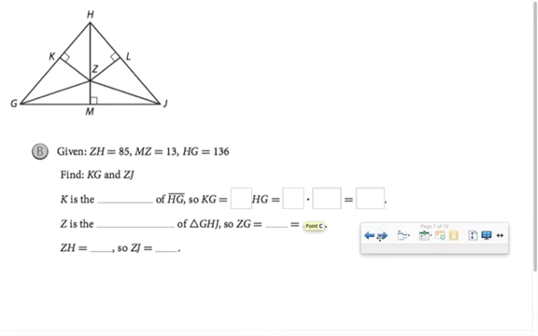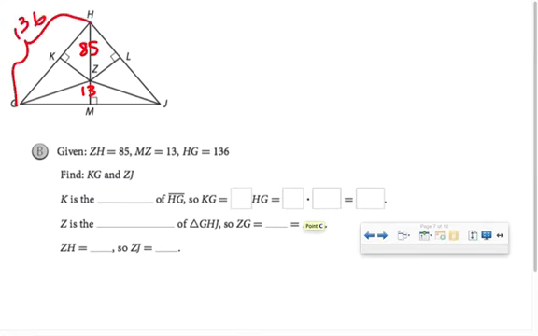Similar example here. Same diagram, different values. Once again, might be helpful to write them into the diagram. ZH this time is 85, MZ is 13, HG is 136. I'm asked for KG and ZJ. So KG is this segment.